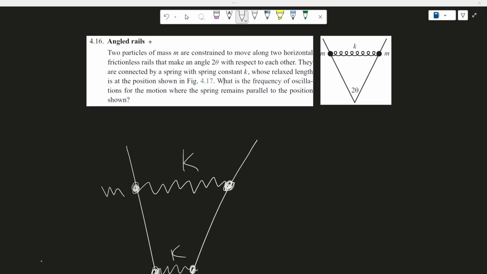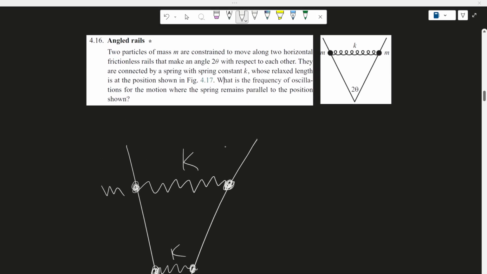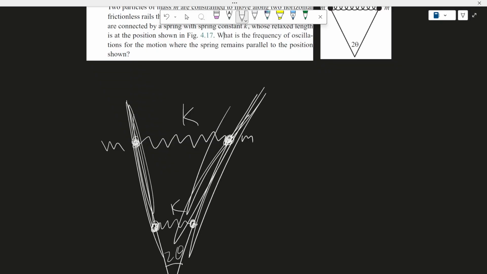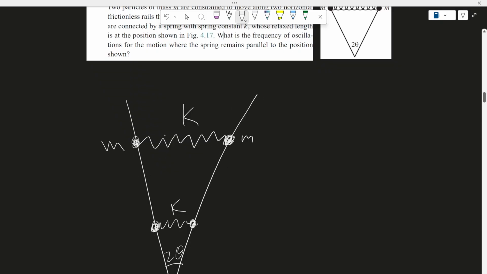Hi all. So today we're going to talk about exercise 4.16, angled rails. This question is about two particles of mass m constrained to move along two horizontal frictionless rails that make an angle 2 theta with respect to each other. So it basically means that these two masses can only move along the rails. They are connected via a spring, and they oscillate up the rail and down the rail.